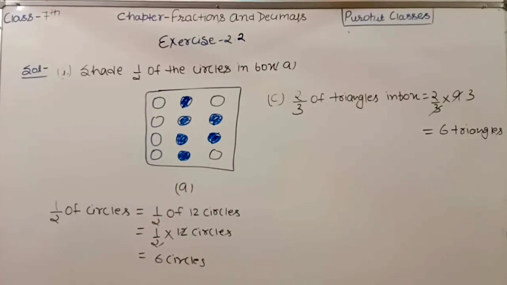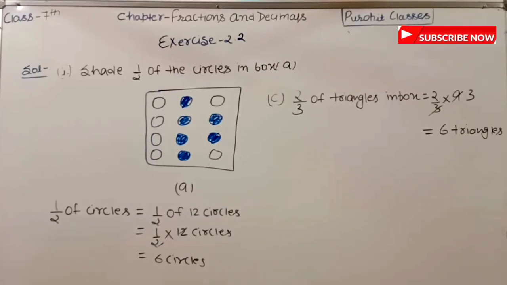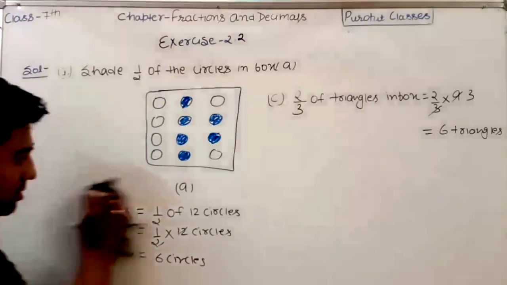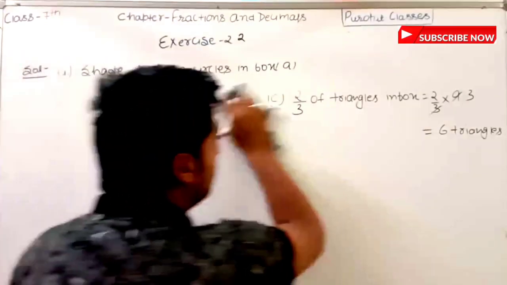That will be 3 by 5, and as we count, these are 15 squares in the box, and 3 by 5 of 15 will be equal to 9. So you will shade any 9 squares in the box, that is C. Understood? Now let's see question number 5. Okay, pause the video, note it down fast. Okay, done.